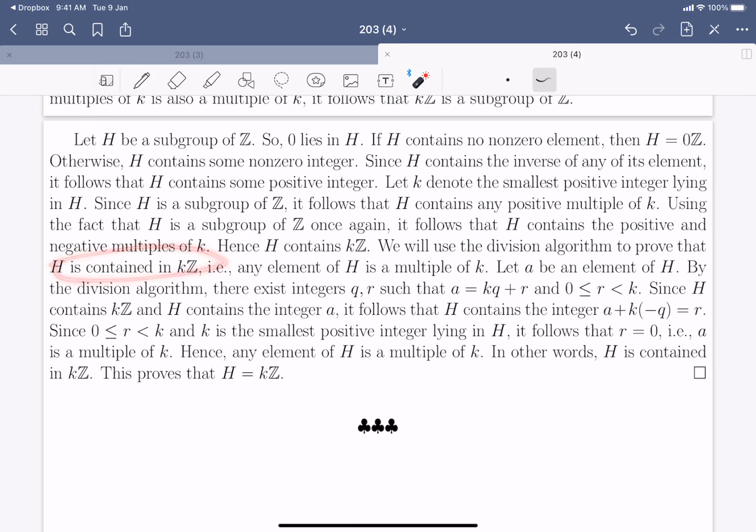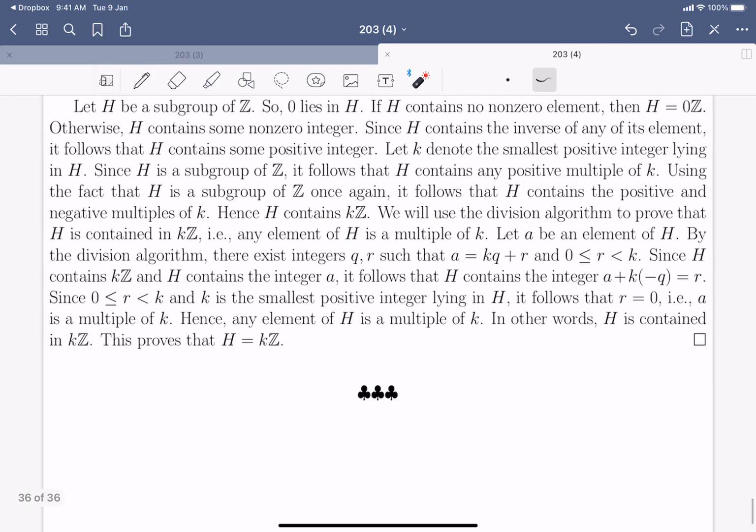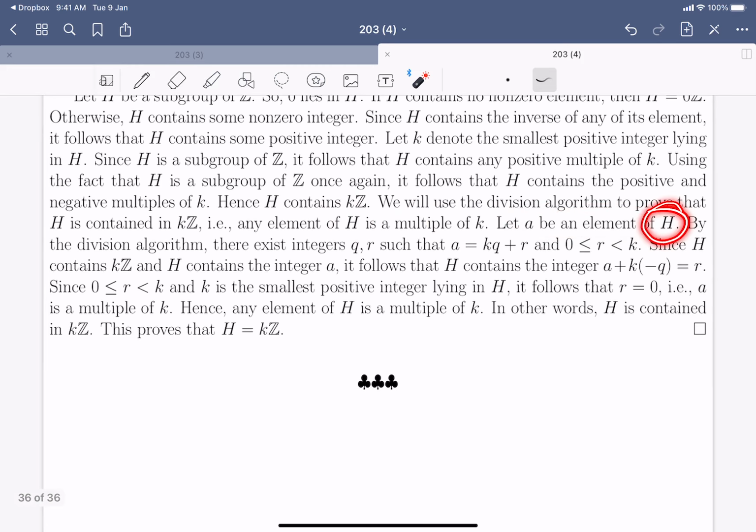So it suffices to show that H is contained inside KZ. That is, any element of H is a multiple of K. So you pick an element A from H, and then you apply the division algorithm to the integers A and K. Then you will get a quotient and a remainder. They are unique, but you're not going to use that information. You get integers Q and R, where R has this property, and A is equal to KQ plus R. Since H contains KZ and H also contains the integer A, H has to contain A plus K times minus Q, which is equal to R.